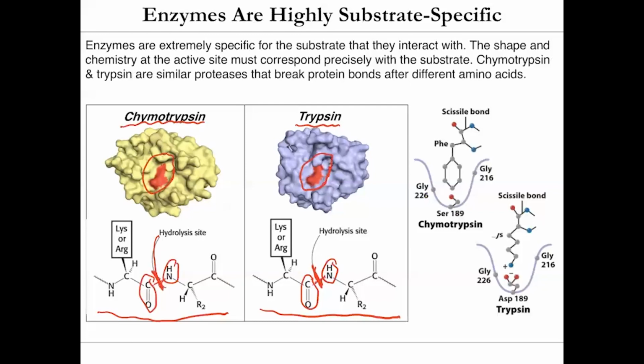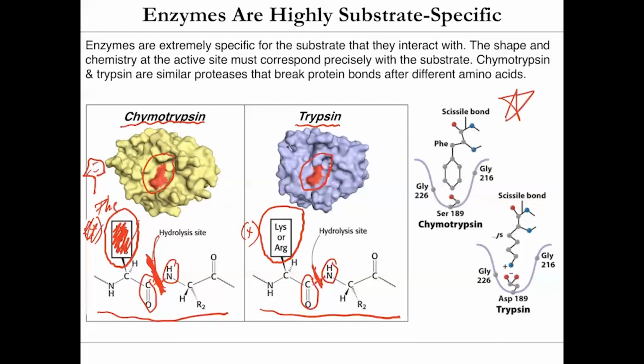Now, the interesting difference between chymotrypsin and trypsin, though, is that they both have very specific substrate specificities. So trypsin will only break peptide bonds after a lysine or an arginine, which are positively charged amino acids. Chymotrypsin needs a phenylalanine. So that is an aromatic amino acid. Remember, it has that benzyl ring right there. So chymotrypsin will only break a peptide bond after an aromatic amino acid like phenylalanine.